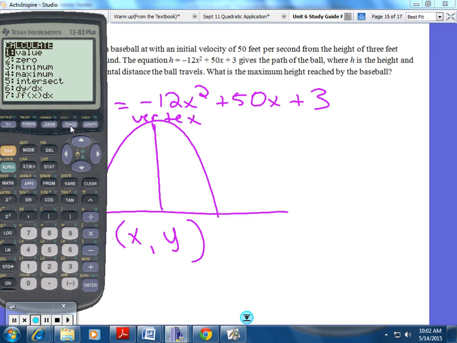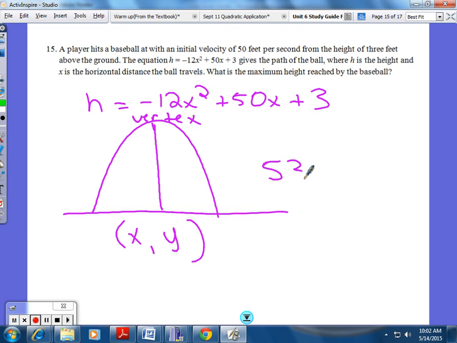Second trace. Now, is this the highest point or the lowest point? As you can see, because we drew our picture, it's easy to tell that it's the highest point. So you need to press number 4, which is the maximum. That's what we want, the maximum height, not the minimum height. So again, left bound is -10 and right bound is +10. It says yes, you say yeah, you wanted to guess, and it gives us our maximum. After 1.26 and some change seconds, it's reached its maximum height of 53. And that's what they want, is the maximum height.